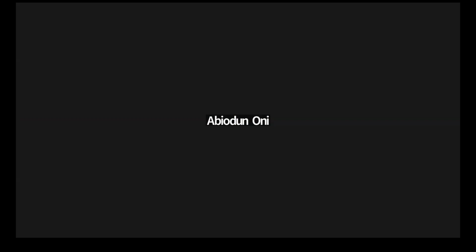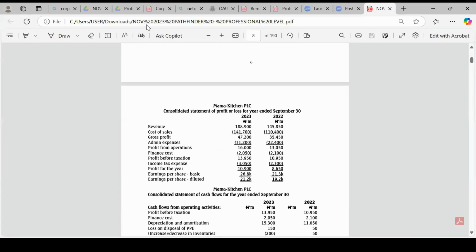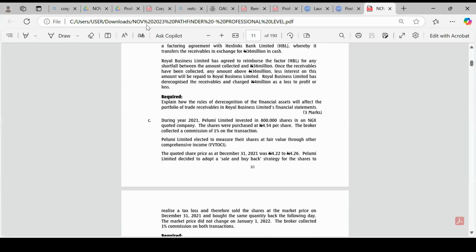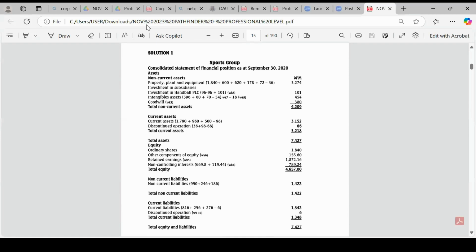I understand for some numbers we approximated. So when you come to the solution, I think we can see all the numbers that we have worked with there.